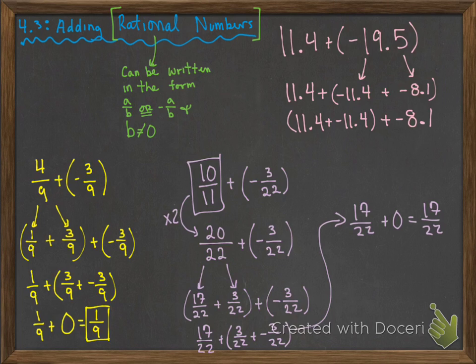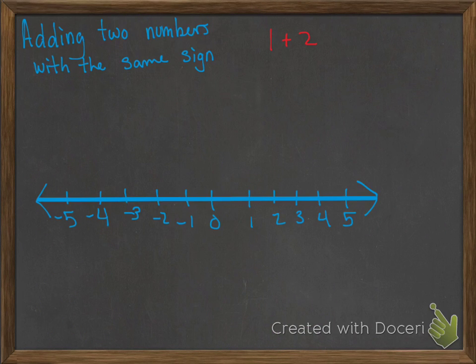So we have additive inverses next to each other, which add to 0, giving us 0 plus negative 8.1, which we know is just negative 8.1, because any number plus 0 is just that same number. So we have two categories of numbers. If you add two numbers with the same sign, and next we'll look at two numbers with different signs.